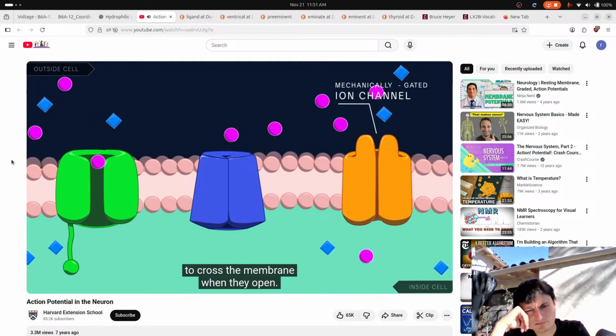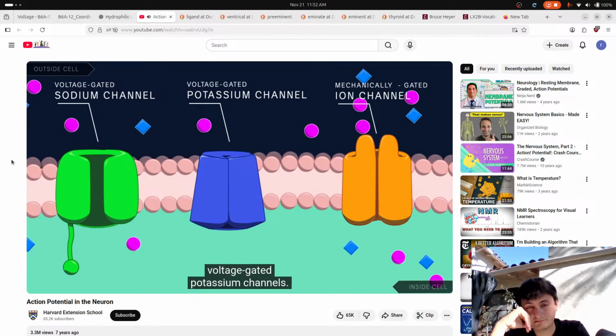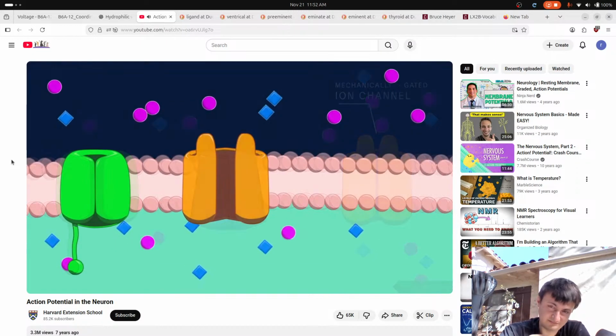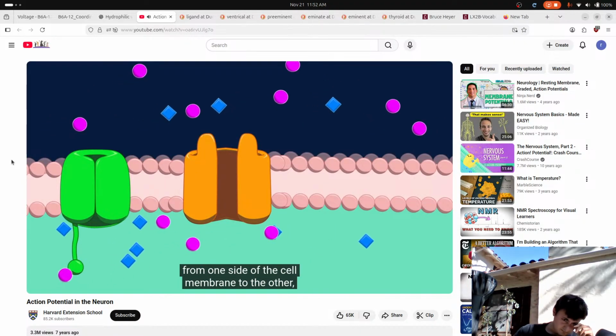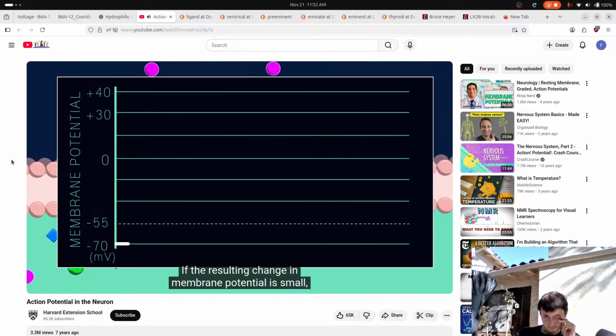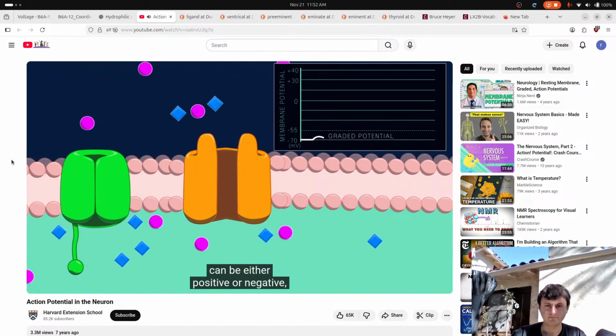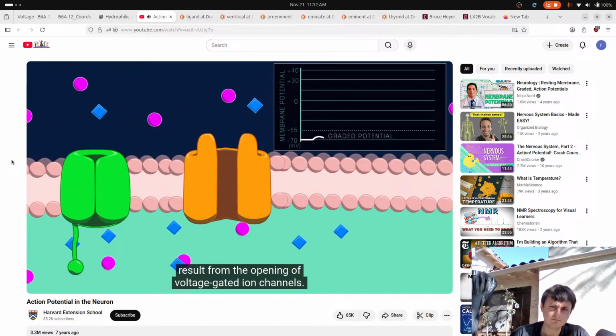This means that we need separate channels for each ion, i.e. voltage-gated sodium channels, as well as voltage-gated potassium channels. As ions move through a channel and cross from one side of the cell membrane to the other, they cause the membrane potential of the cell to move away from its resting potential. If the resulting change in membrane potential is small, we call this a graded potential. Graded potentials can vary in size, can be either positive or negative, are transient, and typically do not result from the opening of voltage-gated ion channels.